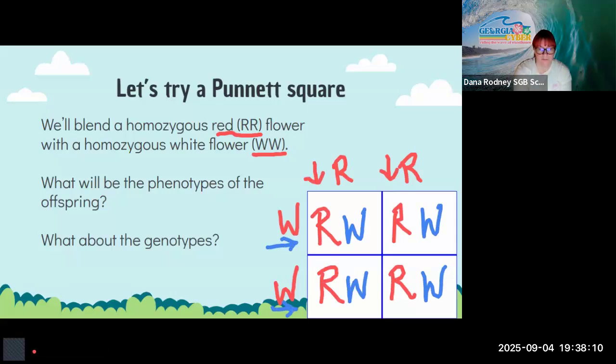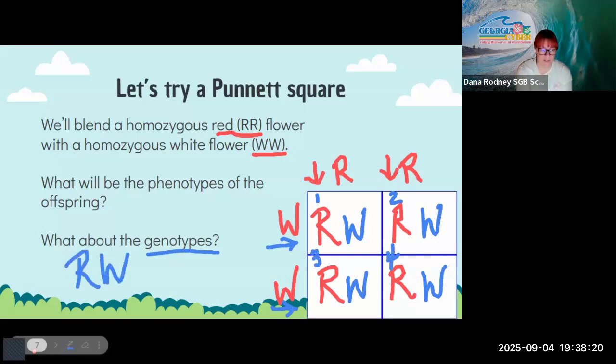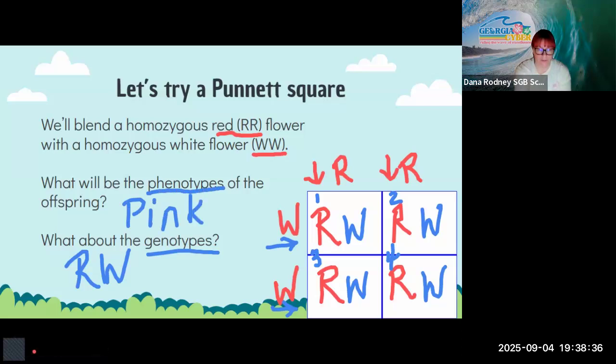Now, as far as genotype goes, we've got 1, 2, 3, 4 boxes, and all 4 boxes are identical, capital R, capital W. That means our phenotype or our physical trait is going to be the same. It's only going to be one possibility. And in this case, because it is the incomplete dominance, it's going to be pink. All of the offspring flower will be pink.